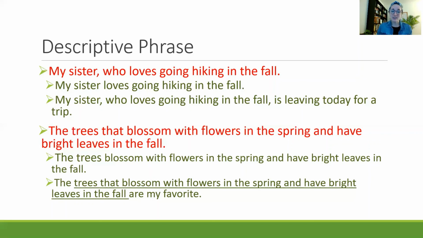The other one, we could say, the trees blossom with flowers in the spring and have bright leaves in the fall. So again, if we take out the word that, it makes sense in that sentence. We can keep the sentence without the word that, and we would say the trees blossom with flowers in the spring, and trees blossom would be our subject-verb combination. Now, we could also leave the word that in. So we could say the trees that blossom with flowers in the spring and have bright leaves in the fall are my favorite. So everything that's underlined, beginning with that really until fall, is description for the trees. It's not actually a predicate in itself because the word that sets it off.